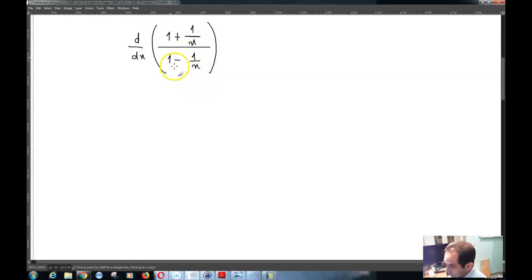The next one is question number 6, which is 1 plus 1 by x over 1 minus 1 by x. So suppose that you want to take the derivative of 1 plus 1 by x over 1 minus 1 by x. This is the quotient rule, of course, but I suppose you can put these together. I don't know which way it would be easier, but let's see.